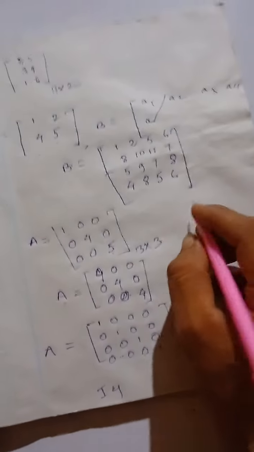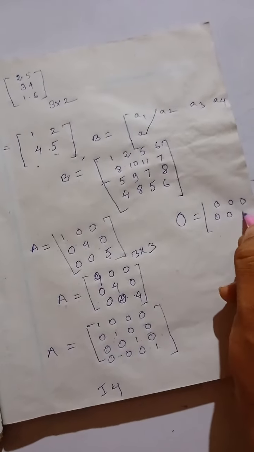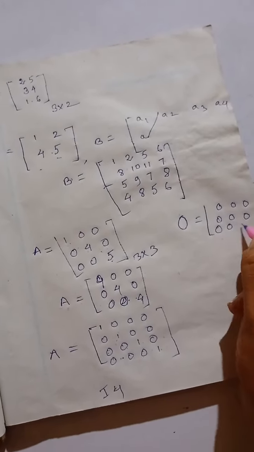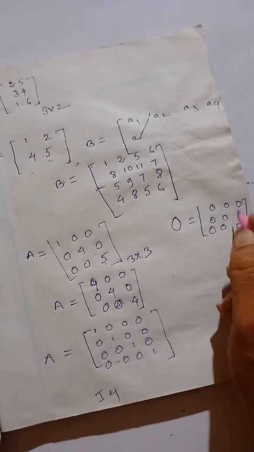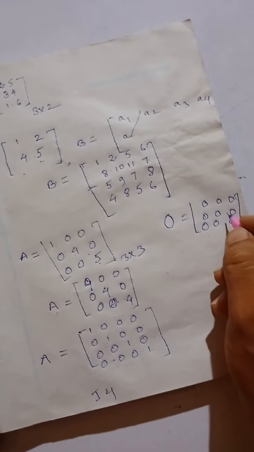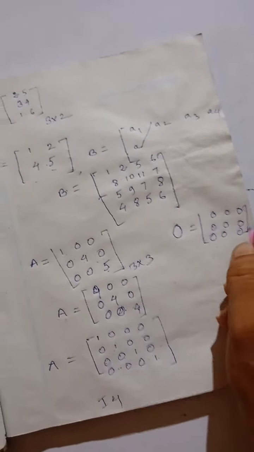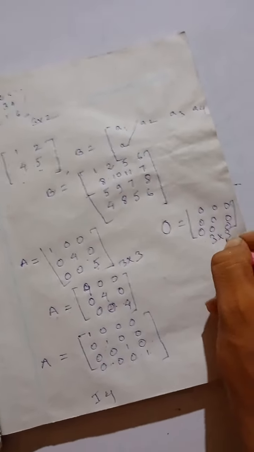More example. 0 0 0 0 0 0 0 0 0. It's also an example for a null matrix or zero matrix, because it's a square matrix whose all elements are zero, and it's denoted by capital O of order 3 by 3. It may be square or rectangular matrix.